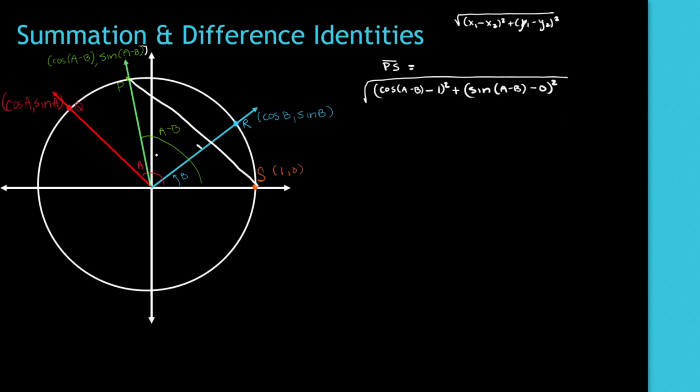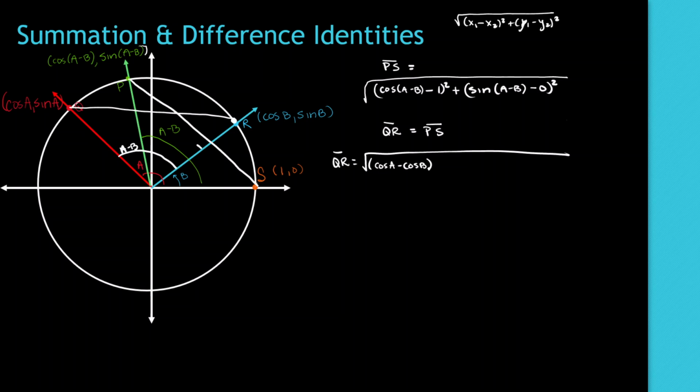Now let's look really carefully, because if I go to angle A over here in the red, this angle here is also A minus B. So that means this chord from Q to R is going to equal the chord PS. Those two chords are equal to each other because they subtend the same angle. So let's look at what the distance QR is. QR is the square root of cosine of A minus cosine of B, squared, plus sine of A minus sine of B, squared.